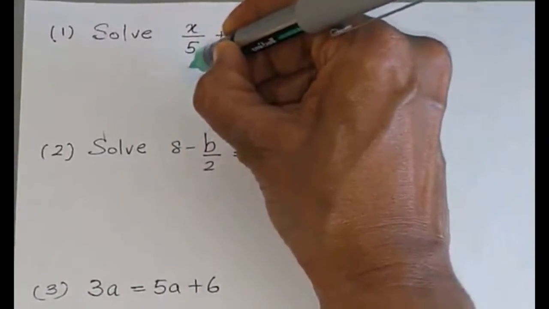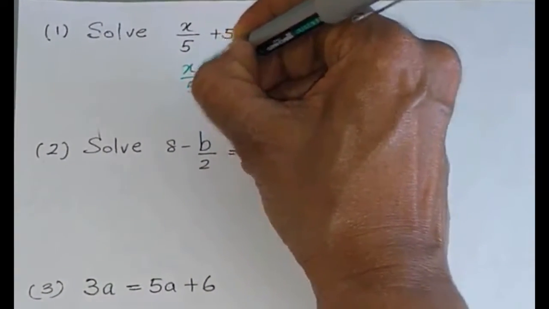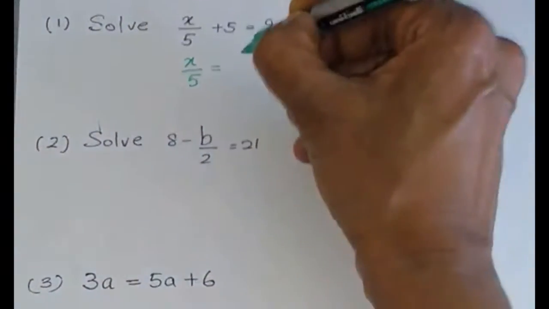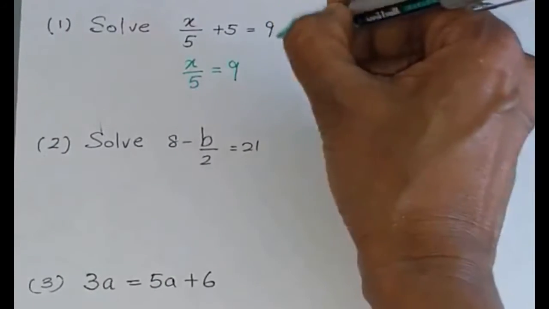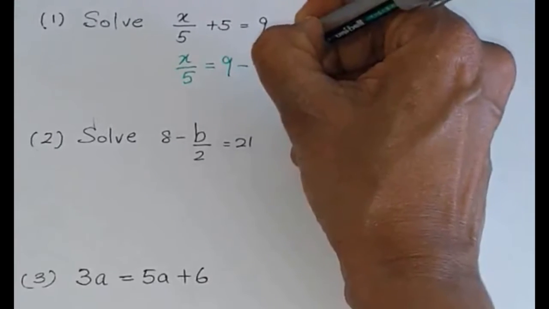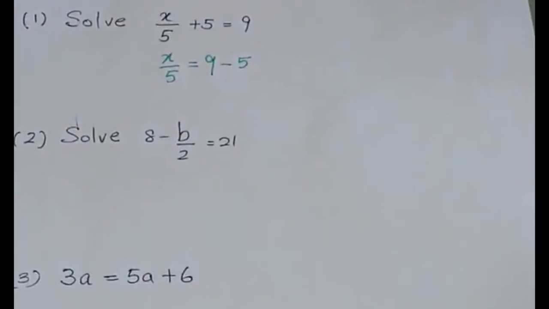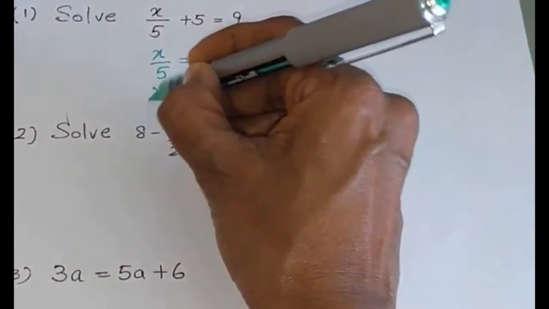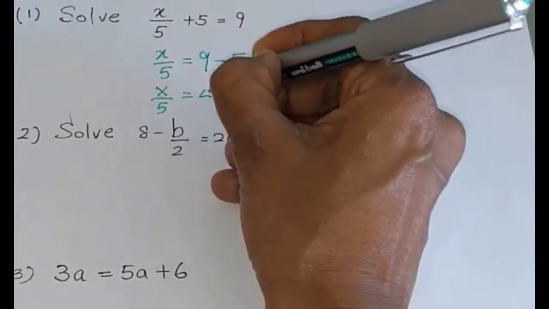So what I'm going to do is keep the x term on the left and move all the constants to the other side of the equation. So 9 was already there. When 5 is moved to the other side, it's going to become negative. It's the opposite operation. So that's going to be 9 minus 5. So x over 5 equals 4.